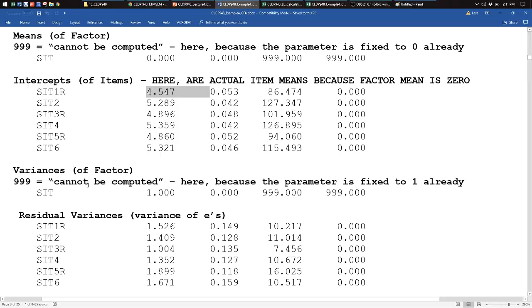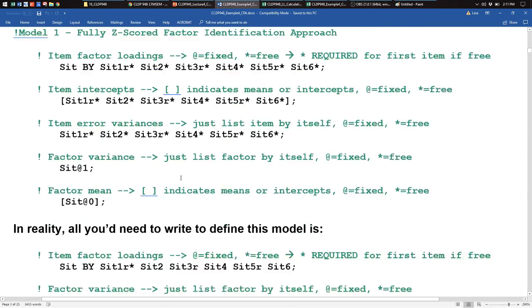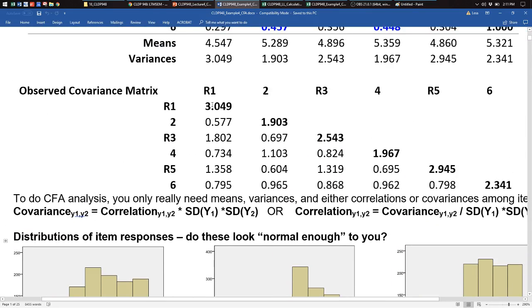All right, so then we get to the variance of the factor, which we fixed to 1. And then these are residual variances. So this is the not the mama. How much of item 1 is due to not the mama? Well, it's 1.5. To know how much that is, we have to know what the original item variance was. It was 3. So out of the total variance of 3, 1.5 of it is not the mama, which means 1.5 of it is the mama, is the factor. So half the variance in item 1 is captured by this factor.